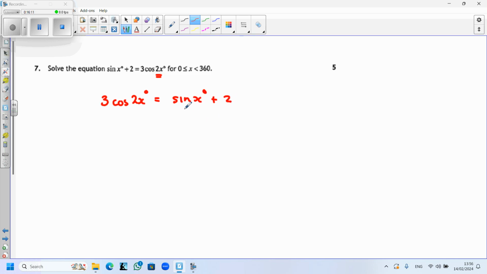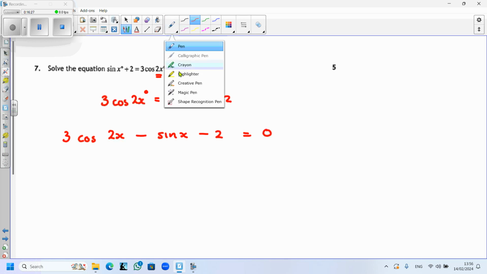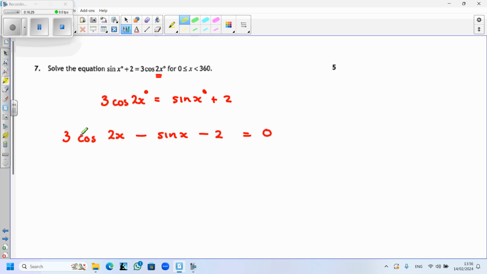I want to make it all equal to 0, so I'm going to take sin x away from both sides, and I'm going to take 2 away from both sides. And when I do that, I get 3 cos 2x minus sin x minus 2 is equal to 0. Now, what you've got to do is do your replacement for your cos 2x. There's 3 replacements for cos 2x. There's one where you have got cos squared minus sin squared. You ignore that one. You never ever use that one.